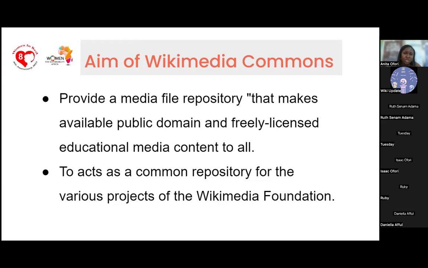So, as you said, on Wikipedia you're writing articles, on Wikidata you're storing data, and Wikimedia Commons is simply for images, videos and audios, so that we can relate them to the articles that are being written and edited on the Wikimedia platform. This is very important because, when you're learning, you want it to be as practical as possible. You want to be able to relate to it.